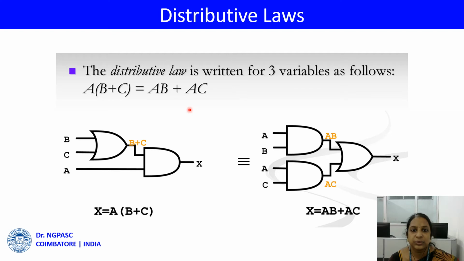Next is the distributive law. The distributive law is written for three variables as follows. It is A into B plus C is equal to AB plus AC. So when you have A into B plus C, this value will be equal to AB plus AC. So this is the logic diagram for this law.